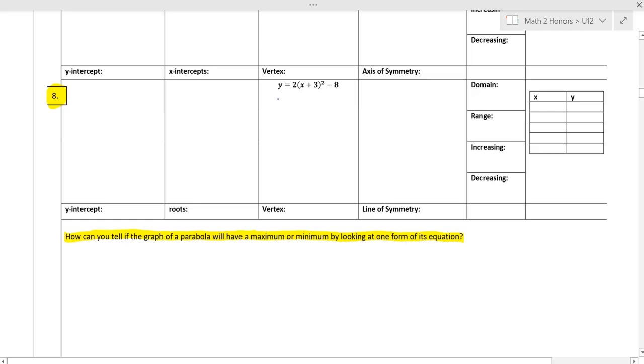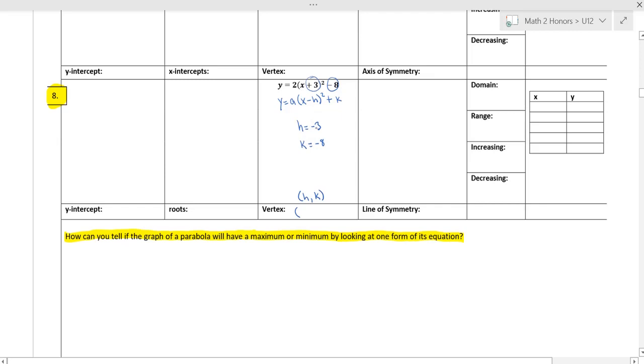Your vertex form in general is y equals a times x minus h squared plus k, and your vertex is h comma k. Looking at what I have here, h is the opposite of 3, which is negative 3, and k is negative 8. So in the formula you have x minus h squared, so you take the opposite of h to get that value.